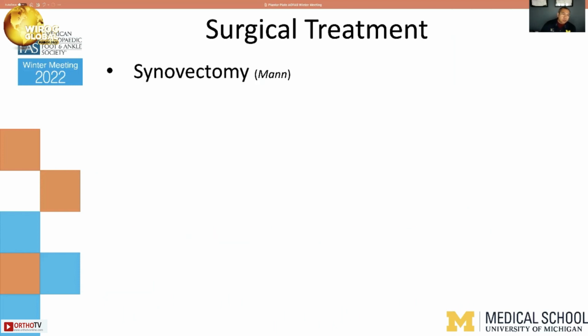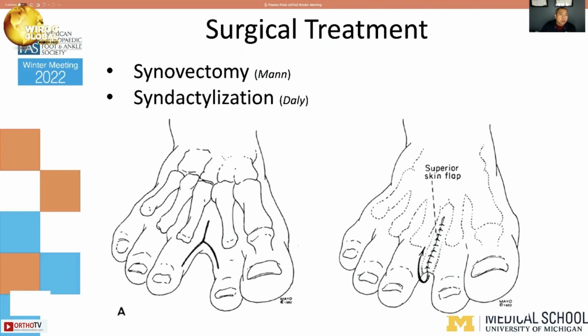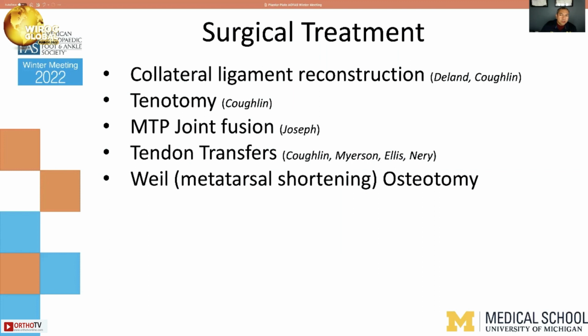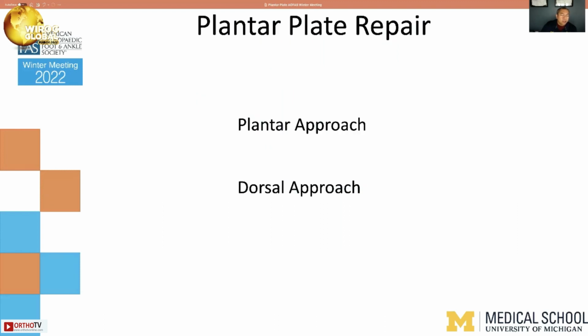So in terms of surgical treatment, there's been several things described, such as synovectomy, syndactylization, which I don't think is used very often, collateral ligament reconstruction, tenotomies, MTP joint fusions, tendon transfers, Weil osteotomies. And with all of these different strategies, we have seen residual deformity in approximately 25 to almost 40% of patients. So that's why we've gone on to more anatomic repairs, such as a plantar plate repair.